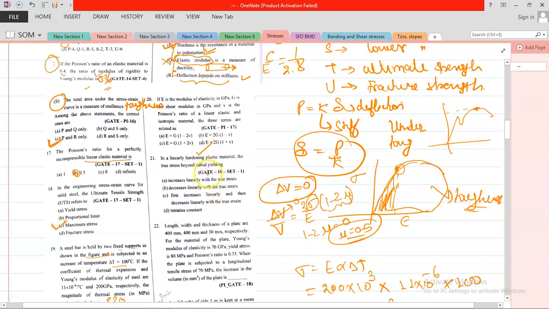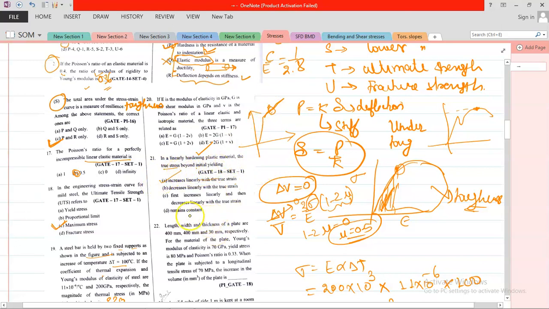Now in the linearly hardening plastic material, the true stress beyond initial yielding is, okay. Now you can go with a linearly hardening plastic material. I just explained this, it is like this. The true stress increases linearly with the true strain. So you can see that the stress is increasing with the strain, so your option A would be correct.